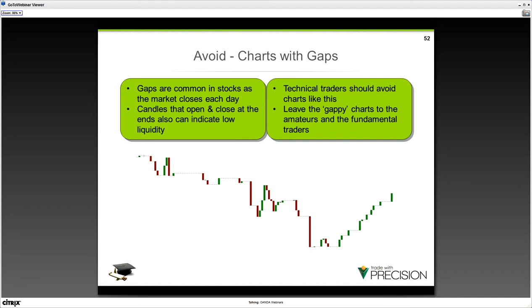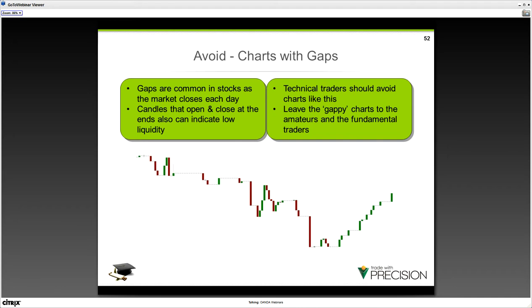Okay, these charts are more common, I think, in stocks where the market closes each day, but that doesn't necessarily mean it's a gappy chart. Okay, it's typically just a difference between the market close and the market open. And if the charts are gappy during regular market hours, then there's a reasonable doubt about the volume and liquidity for that market. Okay, futures markets can have gappy charts as well, since there are times outside of regular market hours around the globe that tend to cause this.